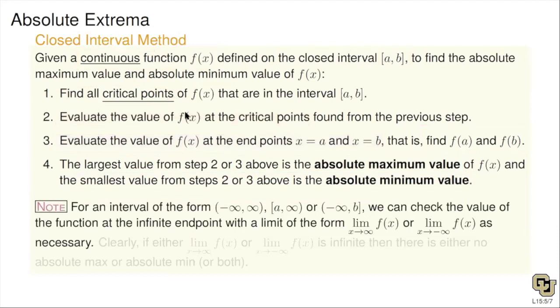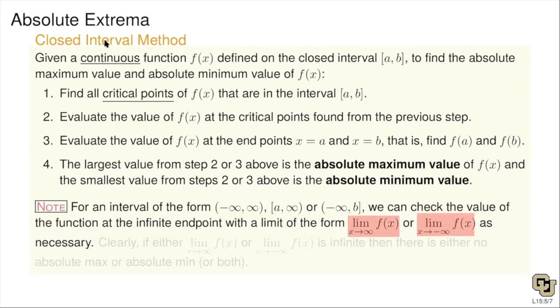And for intervals of this form, minus infinity to infinity, a to infinity, or negative infinity to b, the procedure is still the same. We're still finding the critical points and evaluating the function at the critical points. We're still evaluating the function at the endpoints, but if the endpoint is infinity or minus infinity, the way we evaluate the function is with a limit. So I would, quote unquote, evaluate the endpoint by looking at the limit as x goes to infinity, if infinity is part of our interval, or as x goes to negative infinity, if that's part of our interval.